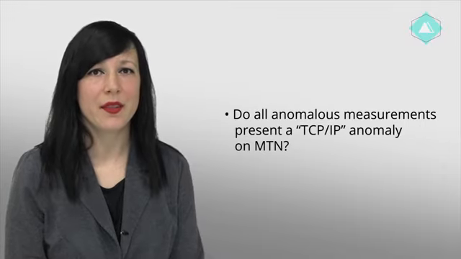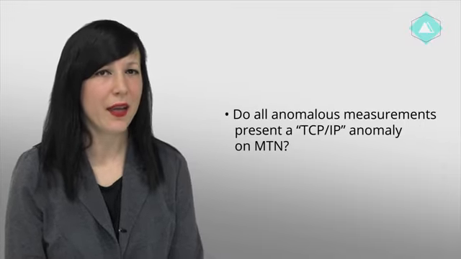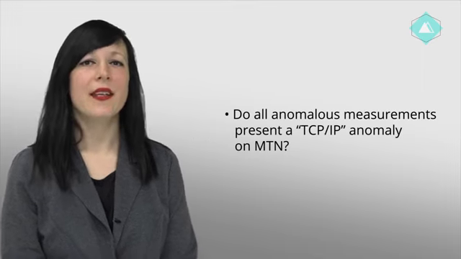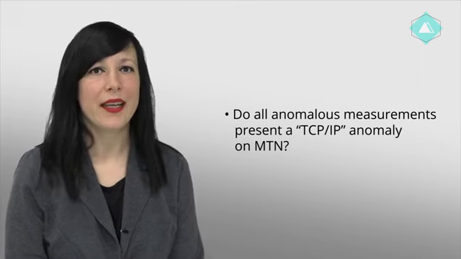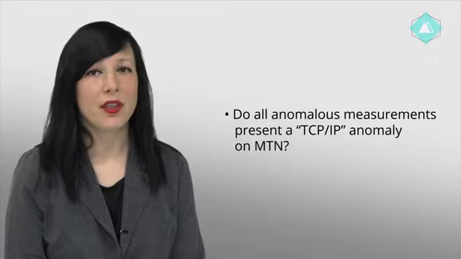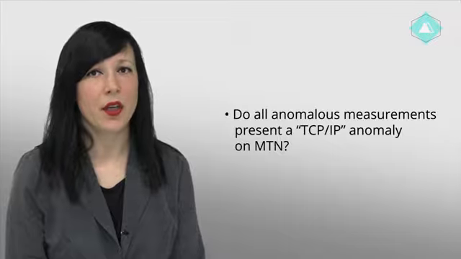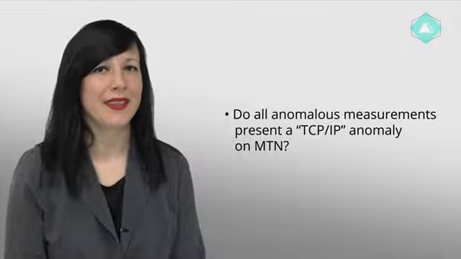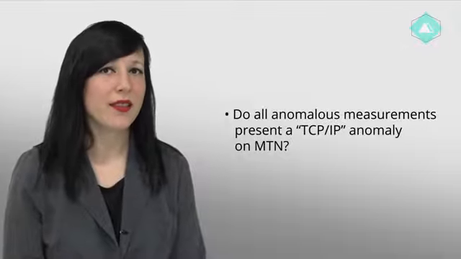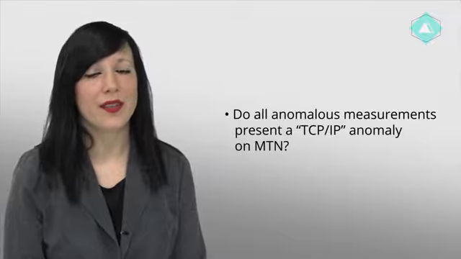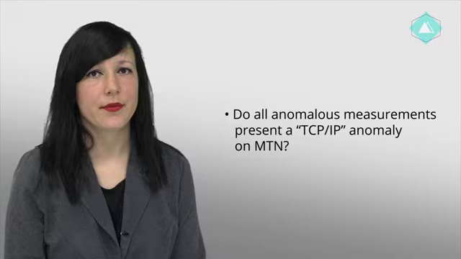Do all anomalous measurements present a TCP/IP anomaly on MTN? If MTN did in fact block Twitter, then they most likely use the same technique. If all measurements show TCP/IP anomalies, it's likely the case that MTN blocked Twitter by means of IP blocking. If, however, we see many different types of anomalies that are not consistent, then we have a weaker signal of potential blocking. All these questions are necessary for checking whether the type of anomaly is persistent for a tested service.